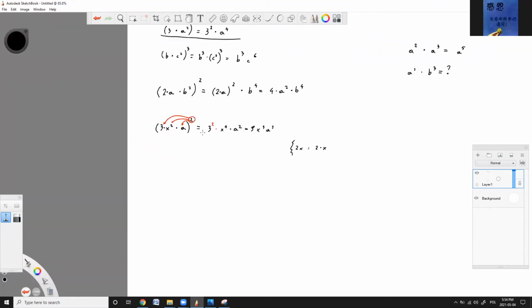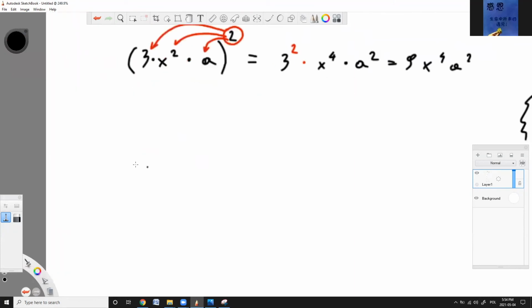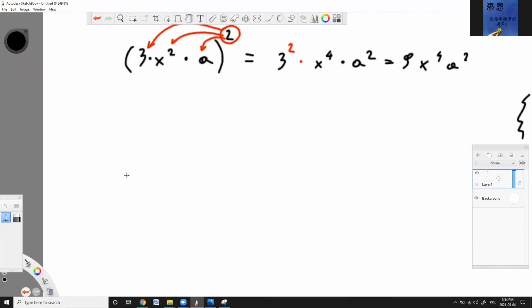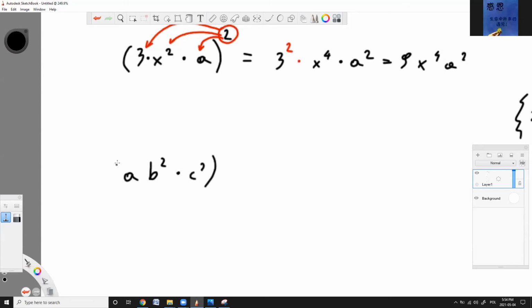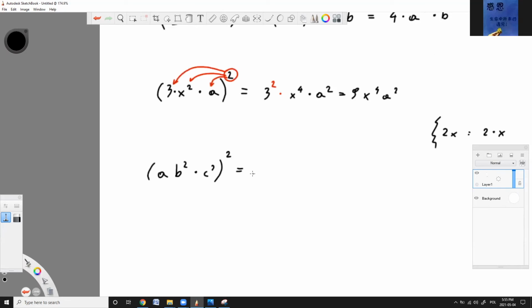Okay. Linlin, let's give it a try. Linlin, I will show you something like this. I have a, b squared times c squared, and everything squared. Give it a try, Linlin. Take a look at the previous example.